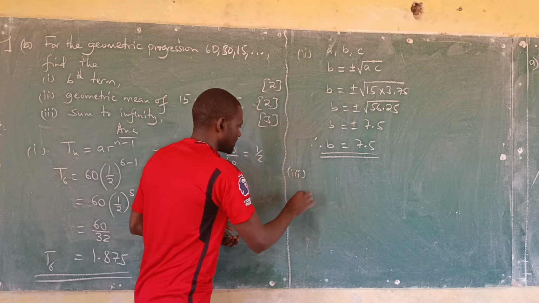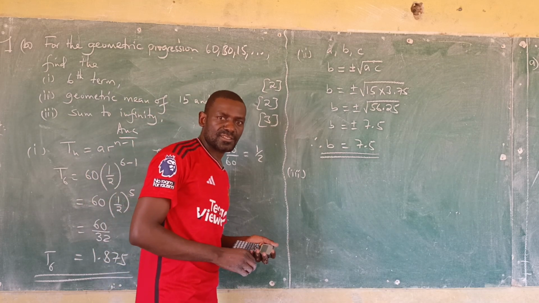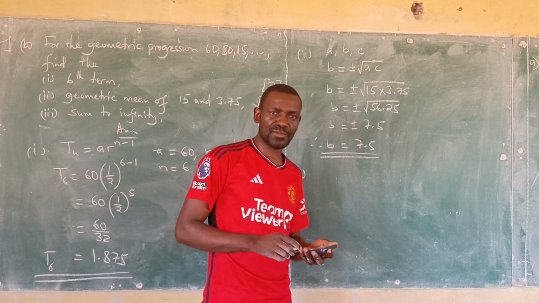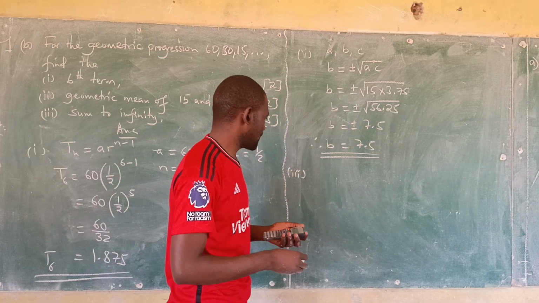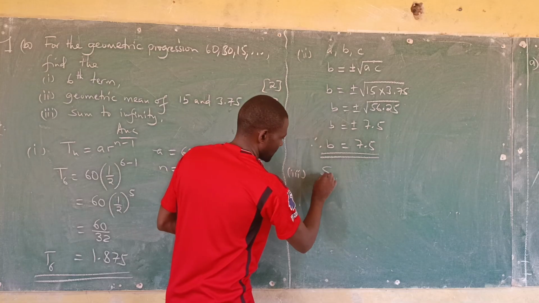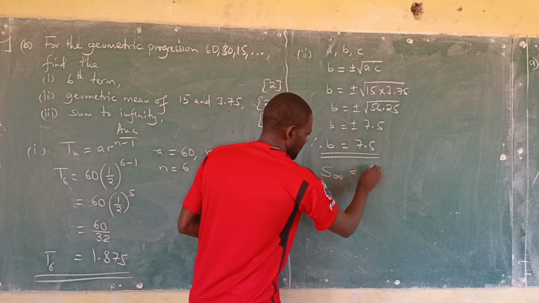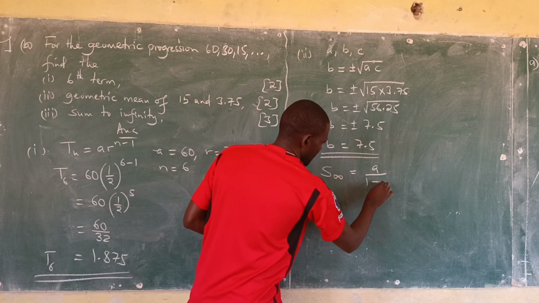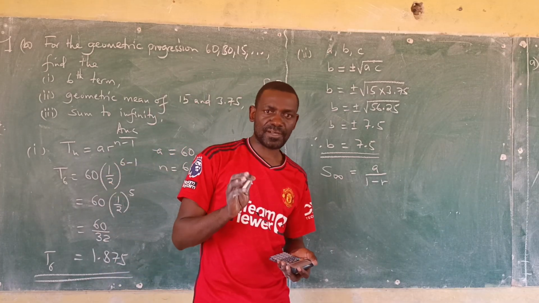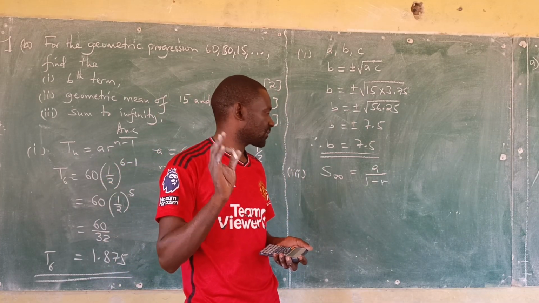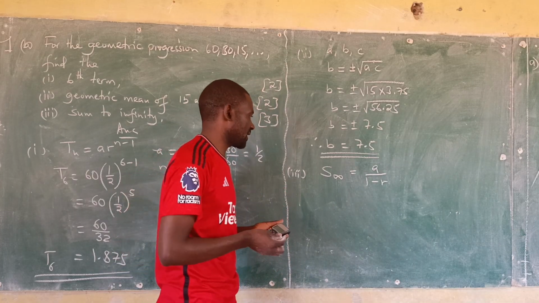And then the third part, calculate the sum to infinity. Sum to infinity, usually this formula is given on the front page, that is page 2. So the formula is S infinity equals A over 1 minus R. A sum to infinity only exists if the geometric progression has a common ratio which is less than 1.